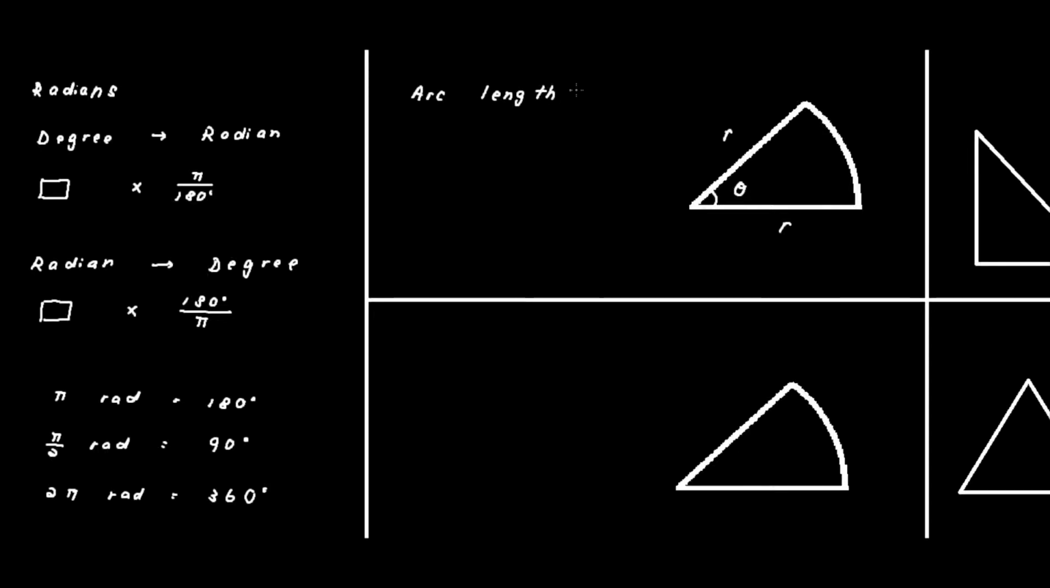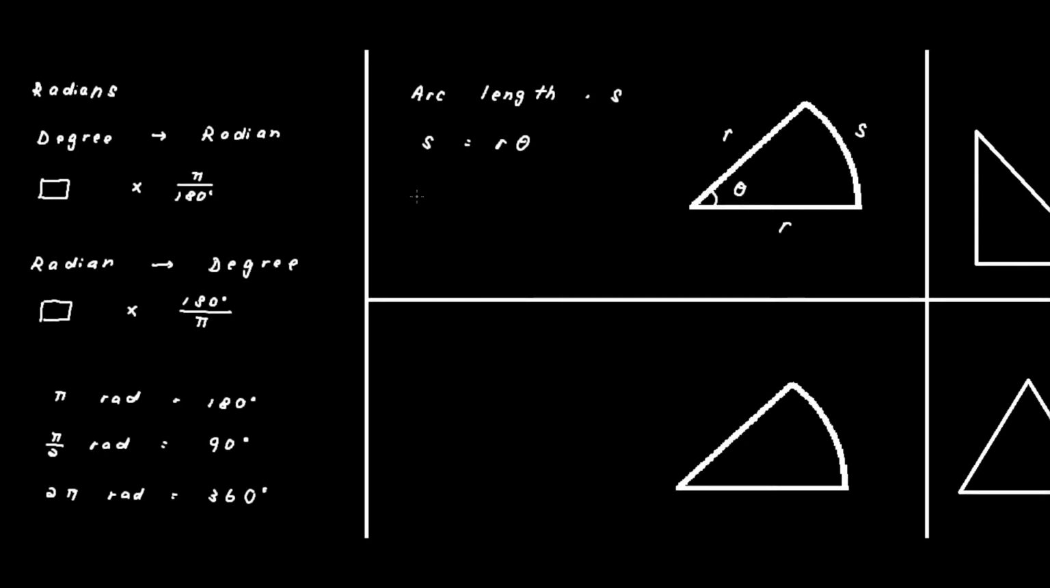The first thing that we know is how to find arc length. Arc length is the length for this part. This is your S, so we will normally use the short form S. How do we find S? Then S will be equal to r theta. r is the radius, and theta is your angle in radian. Please make sure that when you use this formula, your theta must be in radian only. It cannot be in degrees.